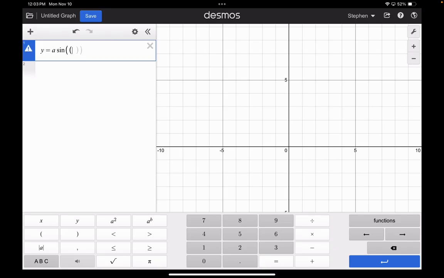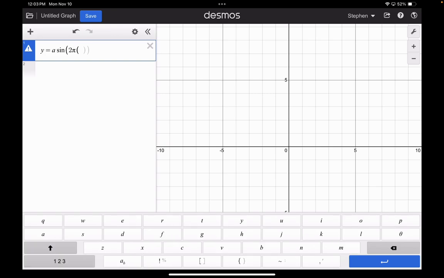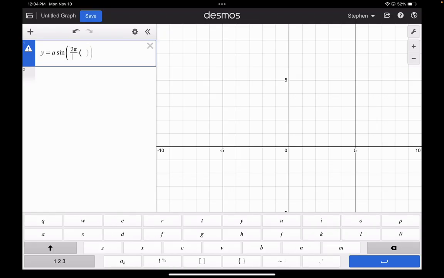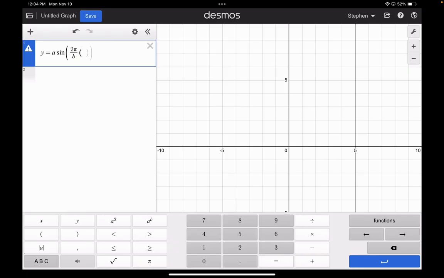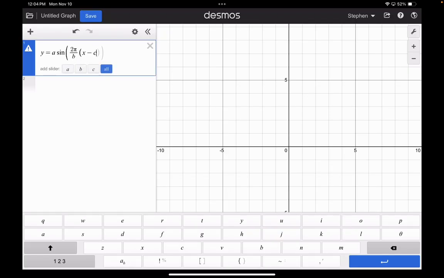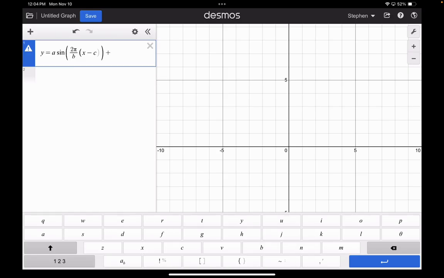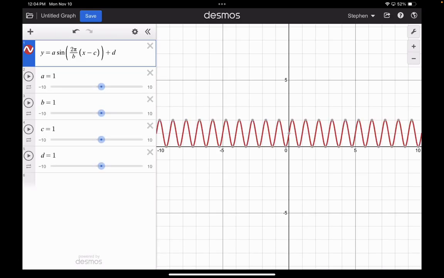And then inside the first parentheses, I'm going to say 2 pi divided by slider B, then I'm going to say x minus c, and then outside the parentheses I'm going to say plus d. I'm going to add sliders for all of them.